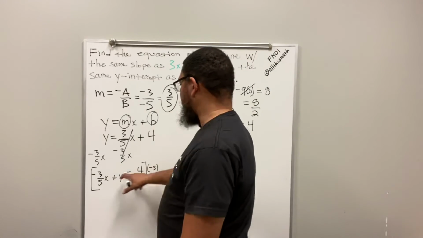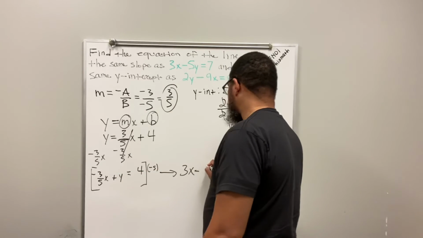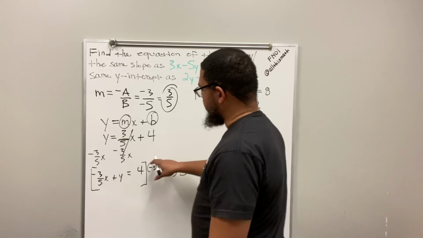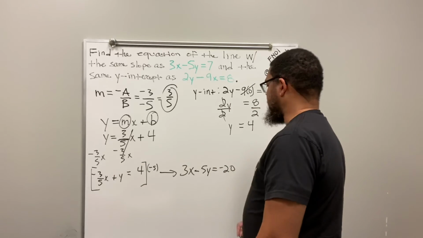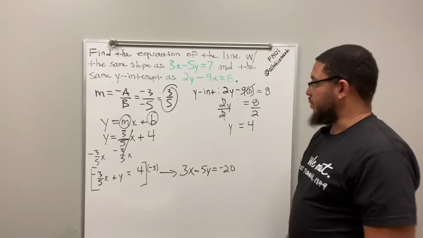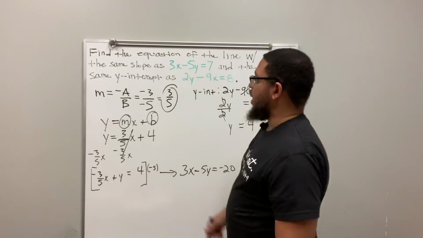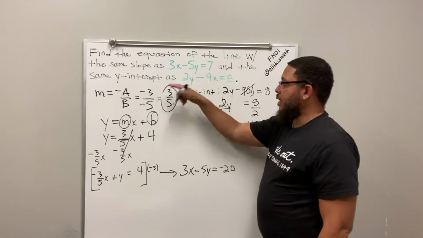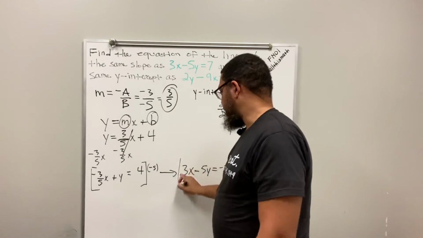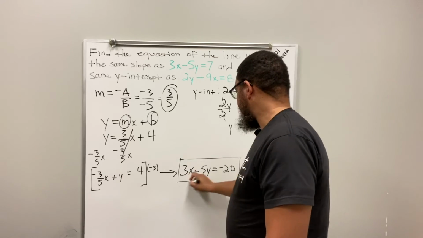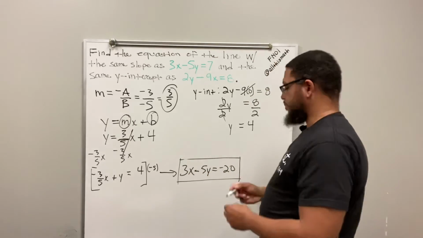So I got to do -5 times y. So that's minus 5y. And I got to do -5 times 4. So that's -20. This is my final answer. This is the equation of a line that has the same slope as this line and has the same y-intercept as that line. Right there. That's my answer right there.